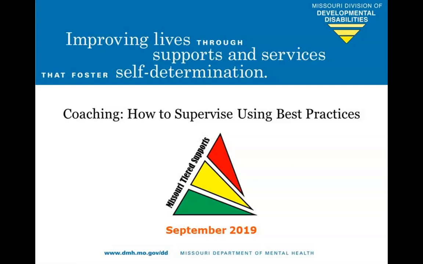All right, thank you everybody for joining today. My name is Ree Evans. I am the statewide targeted prevention coordinator here for the Division of Developmental Disabilities. A little bit of background about myself and experience with supervision and coaching. I've been in a supervisory or coach role for the past more than 15 years in many applied settings.